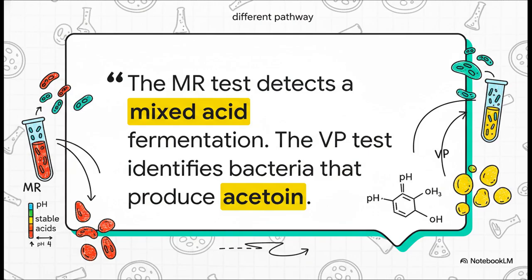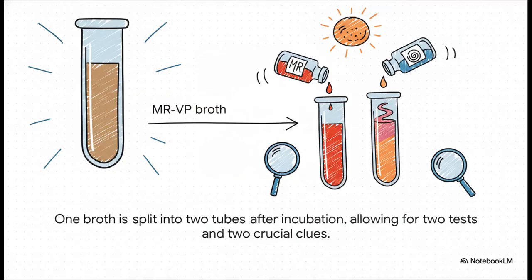This quote really sums it up perfectly. The MRVP test is actually 2 tests in one. The methyl red, or MR part, checks for something called mixed acid fermentation. That's a process that creates a whole bunch of strong, stable acids. The Voges-Proskauer part, or VP, looks for a completely different pathway, one that ends up producing a more neutral thing called acetoin.